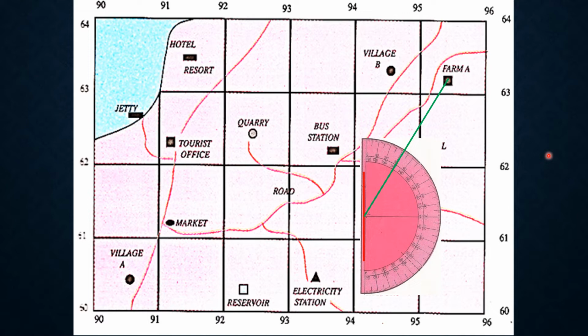Now, in looking at that, we can see that it is 31 degrees. So the bearing of farm A from farm B is 31 degrees. So here is the 31 degrees shown here. So we have 0, 10, 20, 30, and 31. So the line passed right through the 31 degrees. So the bearing of farm A from farm B is 31 degrees.